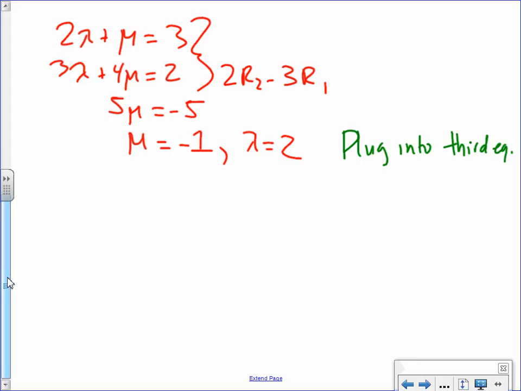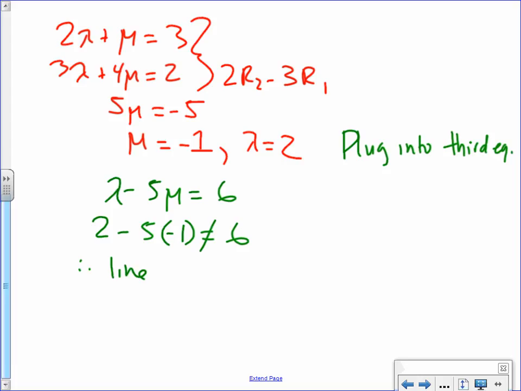All right. The third equation goes lambda minus 5 mu is equal to 6. So is that a true statement? 2 minus 5 times -1 is not equal to 6. That's true. Therefore, the lines do not intersect. One of those lines is skewed to the other lines. They may intersect with one of them, but not the other.